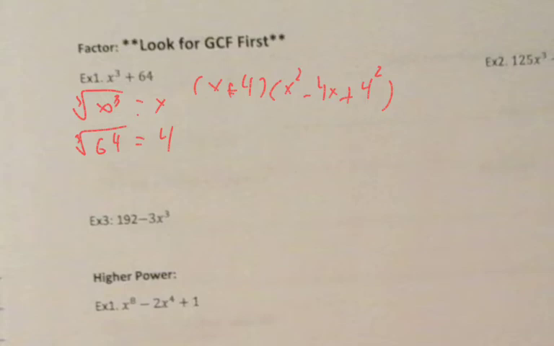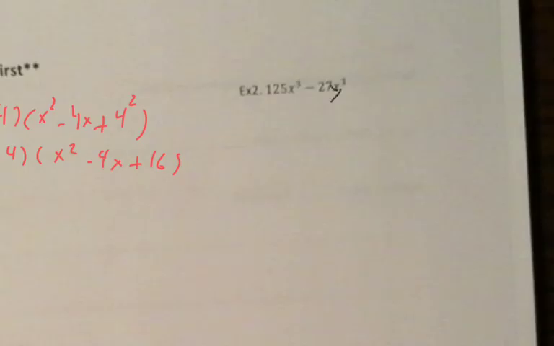Now we can't leave it like this because it's 4 squared, so we'll just rewrite it. We'll clean it up a little bit. x plus 4 times x squared minus 4x plus 16. And that's your factors for problem number 1. Alright, let's take a look at example 2.